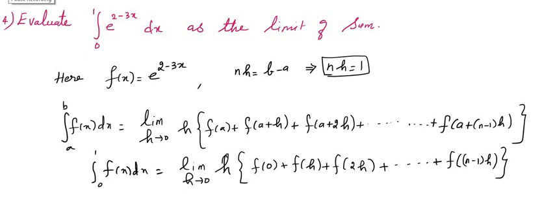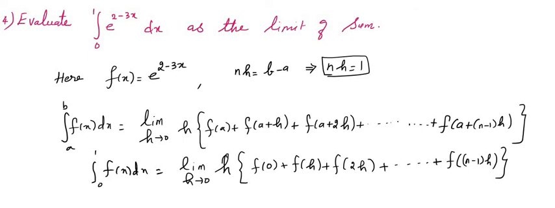Okay, next question. Evaluate the integral from 0 to 1 of e power 2 minus 3x dx as the limit of a sum. The first step is to identify f of x, and nh is nothing but b minus a, that is upper limit minus lower limit. 1 minus 0, I got 1. First step over. What is the second step?